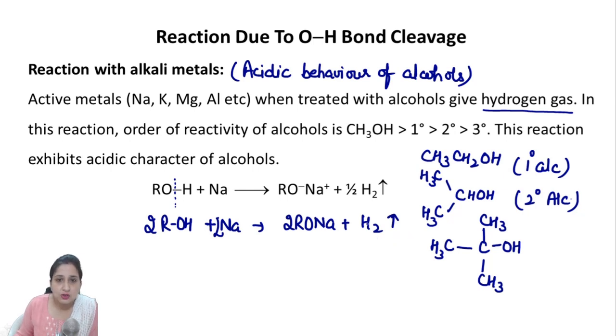Alcohols are weaker acids even than water because of the presence of these methyl or alkyl groups. The more the number of alkyl groups, the less will be the acidic character of alcohols. So this is the first reaction related to the cleavage of the OH bond.